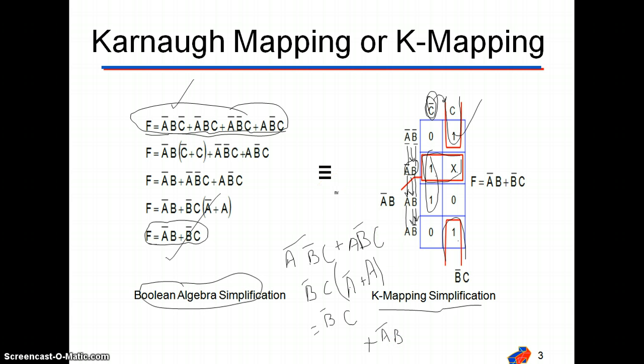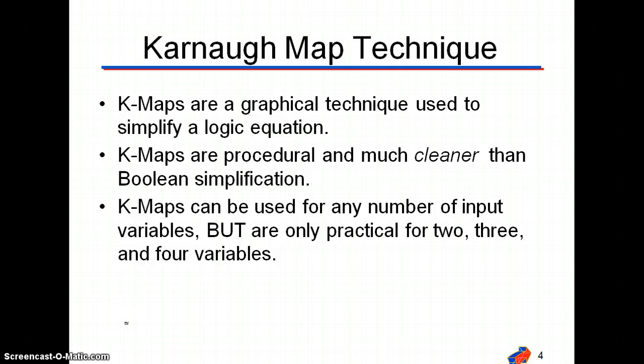So this shows how we can solve it in a more simplified way, in comparison to the Boolean algebra simplification, whereas both the outputs are same. We are getting the same output on both the sides. Now, what is actually a K-map technique? What we were seeing in the last slide, it is a graphical technique which is used to simplify a logic equation. K-maps are procedural and much cleaner than Boolean simplification.